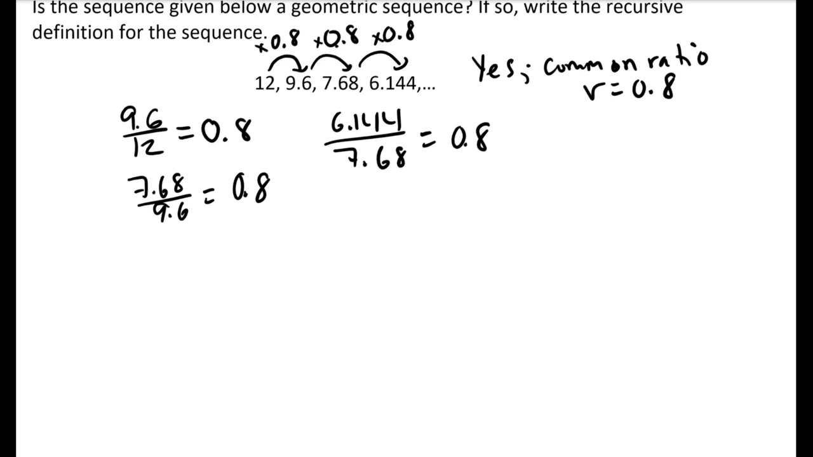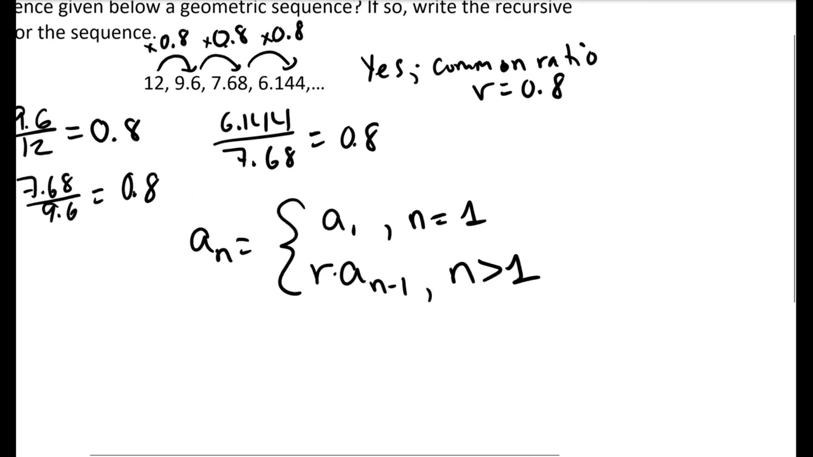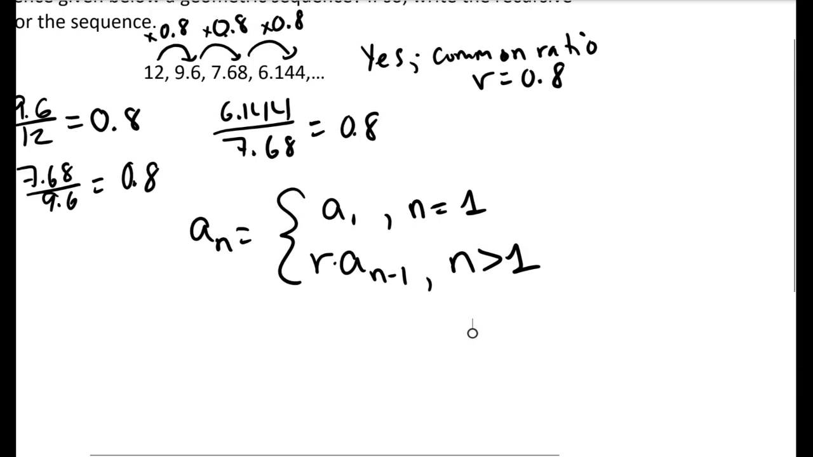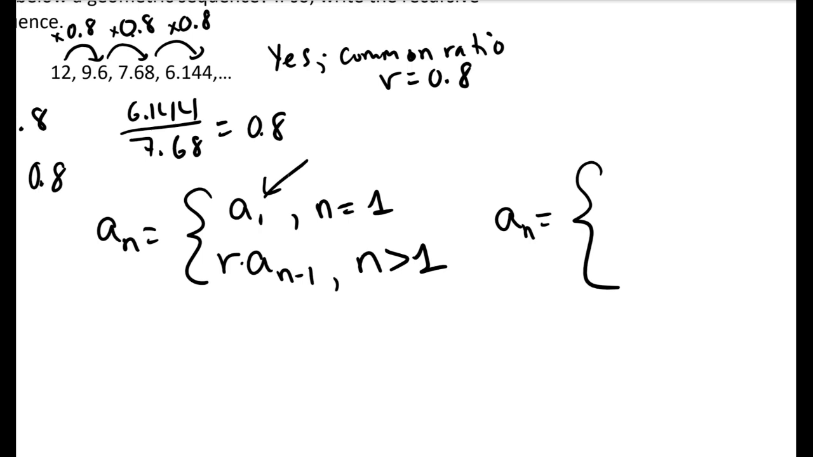So remember, the recursive definition was an equals a1 when n equals 1, and r times an minus 1 when n is greater than 1. So if we apply that definition, well then my an is equal to, well, what's my a1? This is my first term, remember? So in this case, this is 12. So we got 12 when n equals 1.